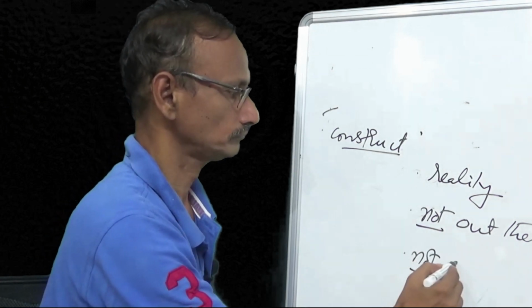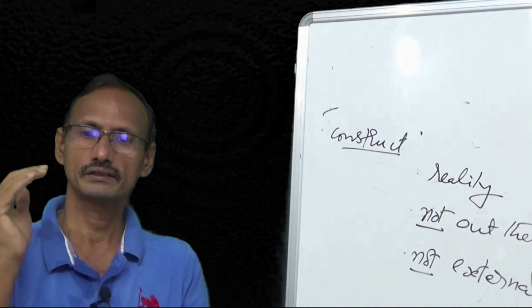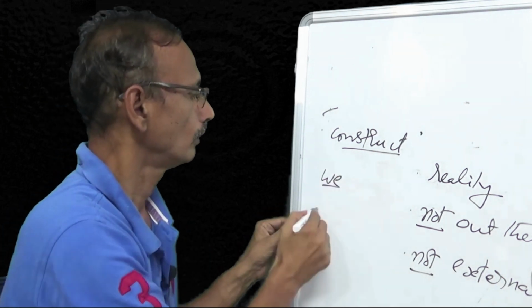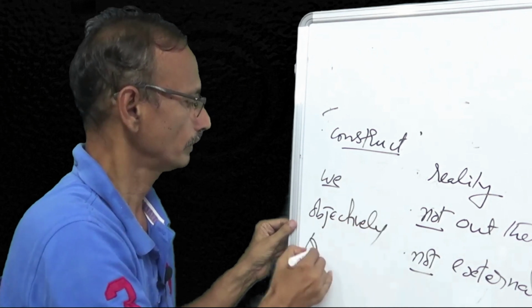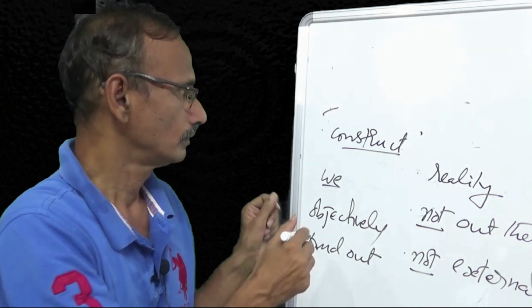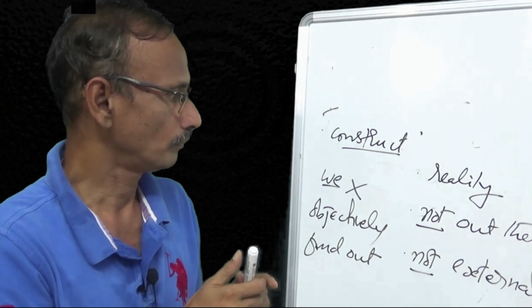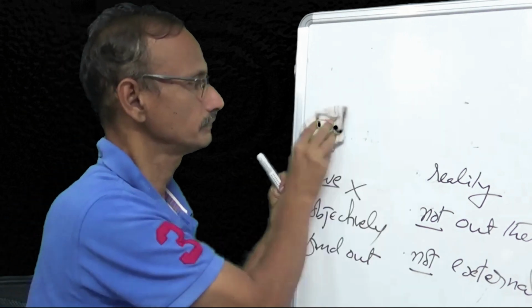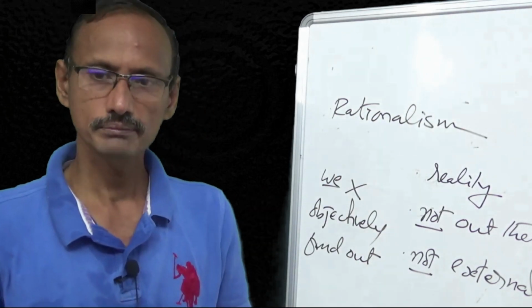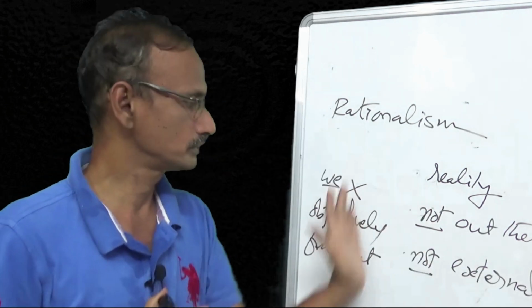Reality is not something completely external. So it is not that it was out there and external, and we are objectively finding out. Okay, so this is also not true. For example, as opposed to constructivism, something like rationalism. Rationalism may propose that there is something reality, it's out there, external to us, and we are trying to objectively find out. This is rationality.